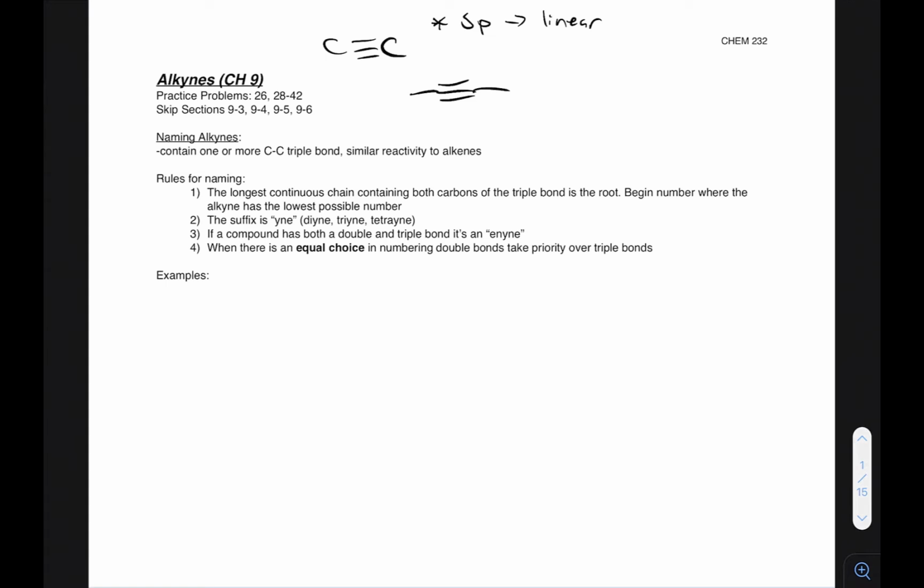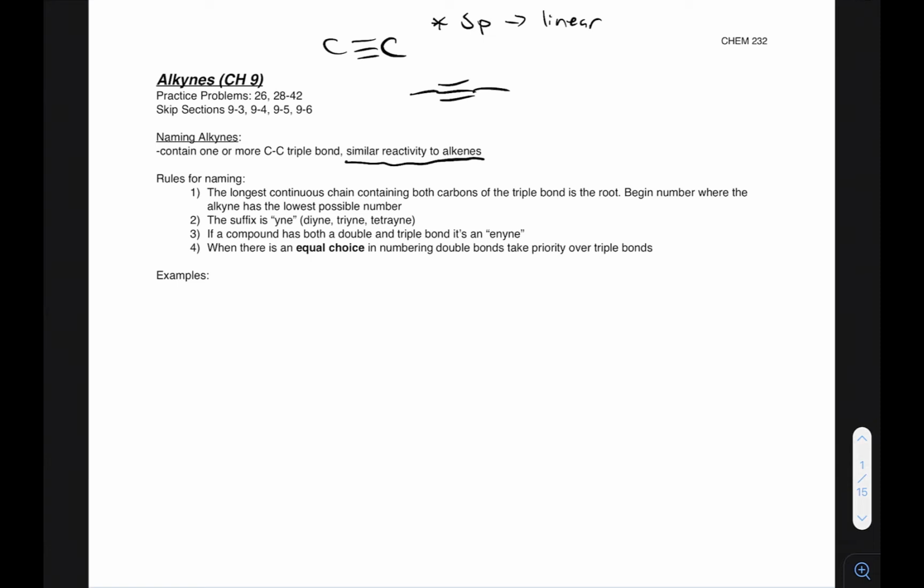And alkynes have similar reactivity to alkenes, right? We learned how to make alkenes in chapter 7, and we learned how to react them with all those reactions we learned back in chapter 8. So the first thing we're going to do before we look at some reactivity is learn how to name them. And the general rules for naming still apply, but now we're just going to add alkyne to the mix here.